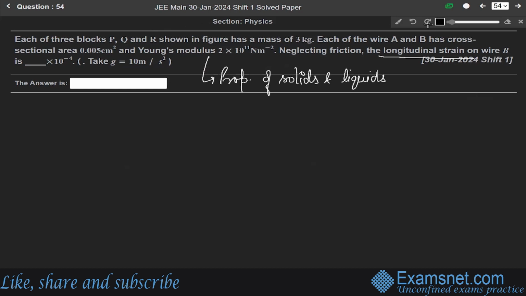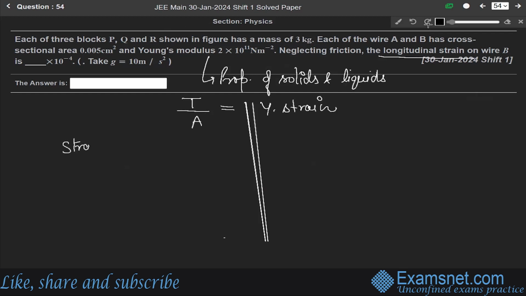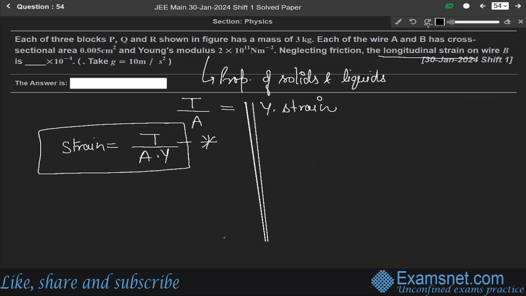Now, it is asking about the longitudinal strain. So, longitudinal strain is what? Since tension over area is equal to Young's modulus into strain, strain will be equal to tension over area into Young's modulus. We have to find the longitudinal strain, so we have to use this formula. Strain is equal to tension over this area into Young's modulus.